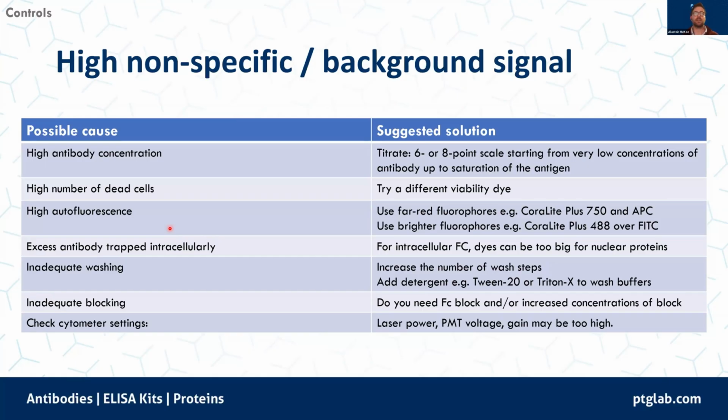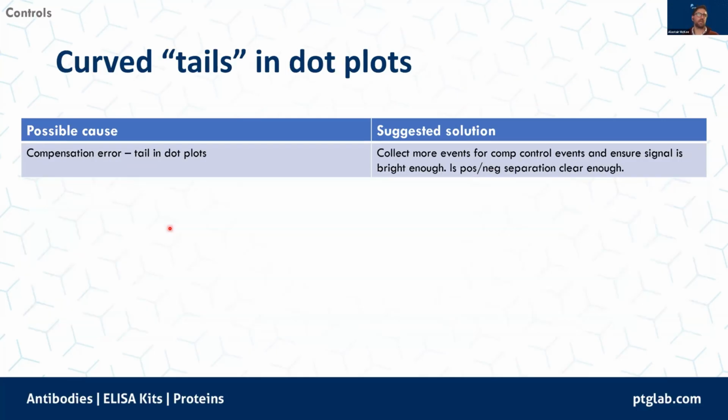Inadequate washing is definitely something that can cause background, particularly when you're doing intracellular staining. So ensure that you're doing adequate washing. And if you need to include detergent in your wash, then you can consider doing that as well. And then finally, we touched very quickly on compensation. One thing to look out for in terms of poor compensation is checking if there are any 45-degree angle tails in your plots. If there are, then you might want to review your compensation controls and consider the best course of action based on what that data is telling you.